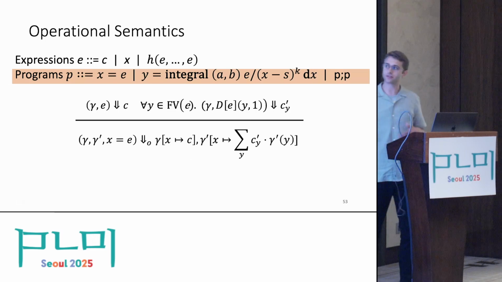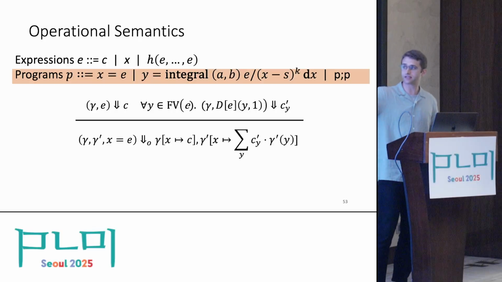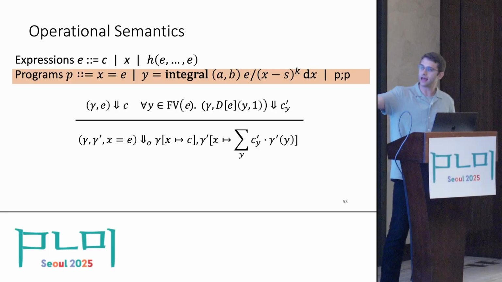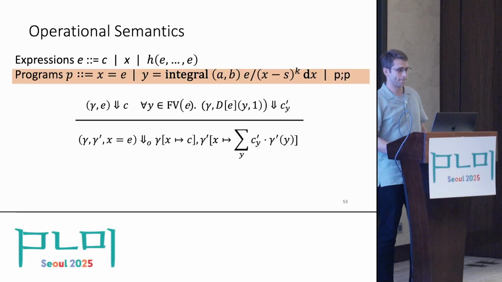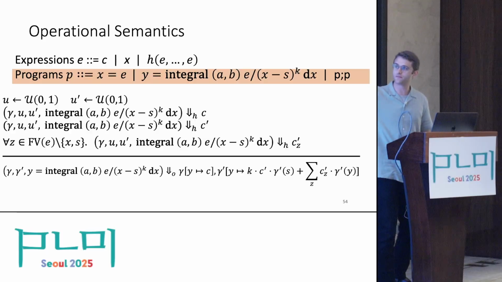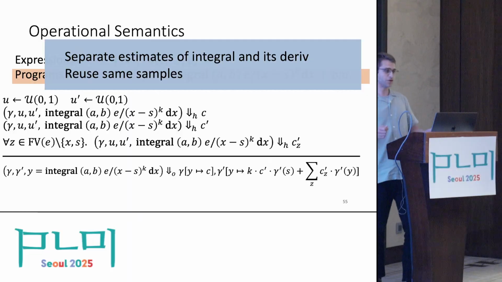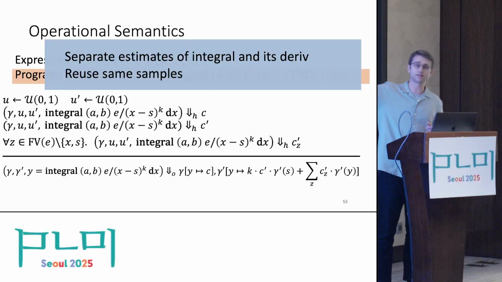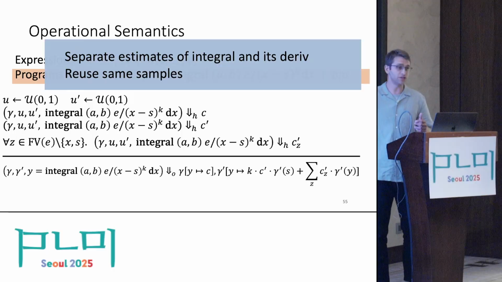And we can go on to the operational semantics. The idea here is you take in a context, a derivative context, which starts off as like a directional derivative, and an expression, or an assignment statement. And you update x, and you update x in the derivative. And you can do the same thing for this integration primitive. The key takeaways here are that you have separate estimates of the integral and its derivative. And maybe a non-trivial choice that we made, and that we show produces correct results, is to reuse these samples.